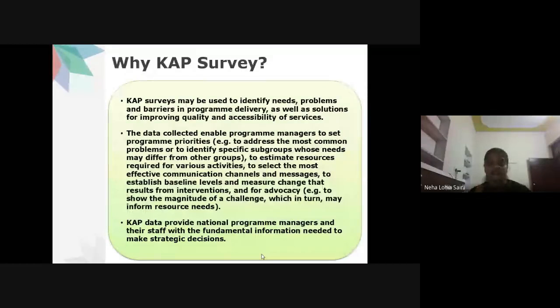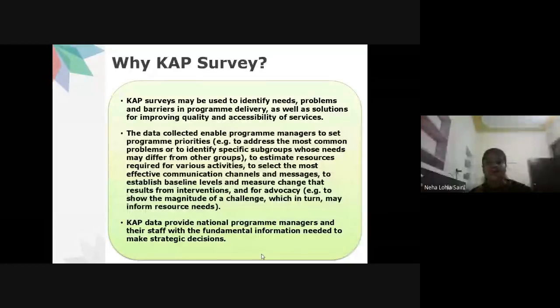So for any study, if you want to have some baseline data, that will help you to identify your needs, problems, and barriers. And then with the responses, you will also come to know what kind of solutions you are looking for your problems, and how you can improve the quality and accessibility of the services which the people are facing.